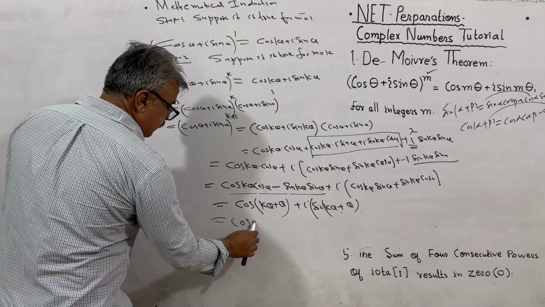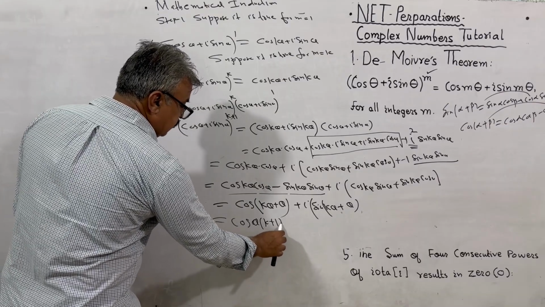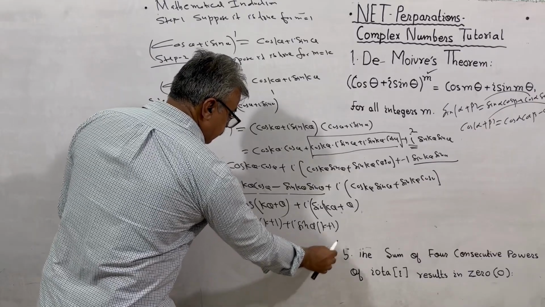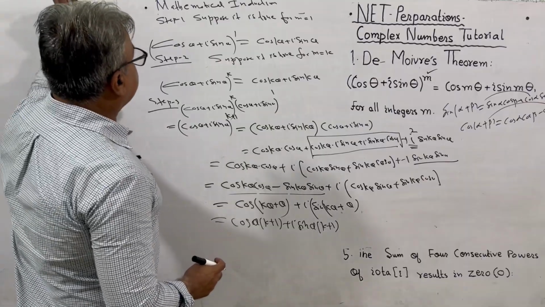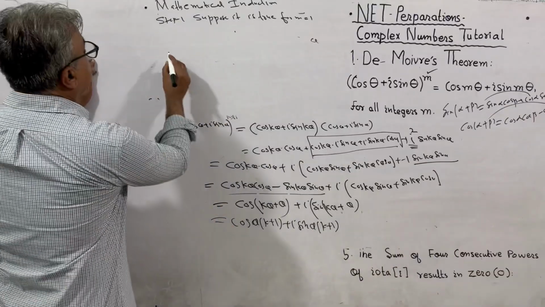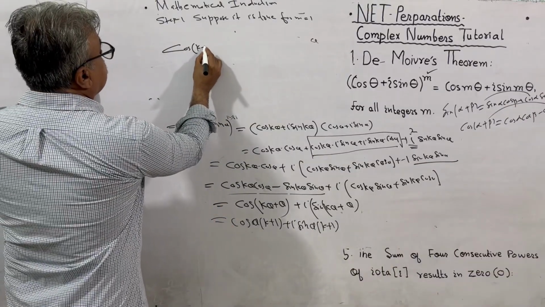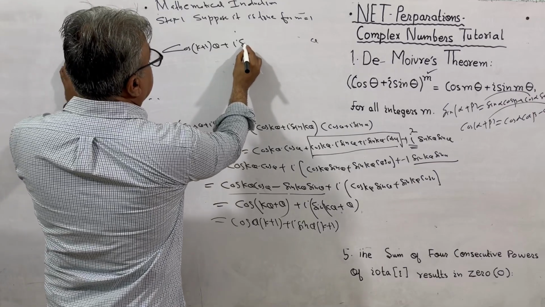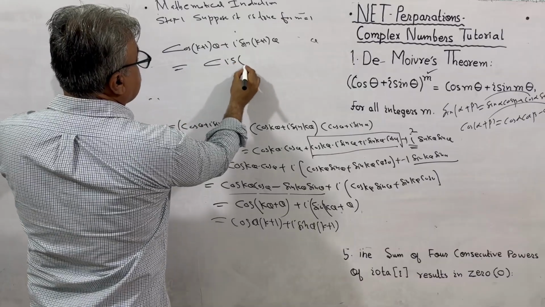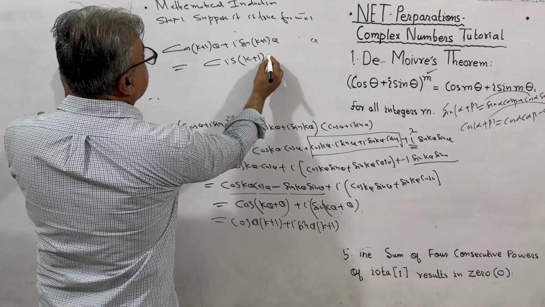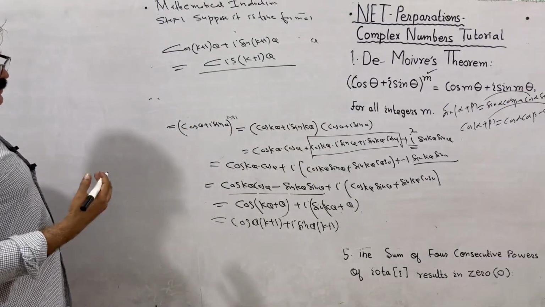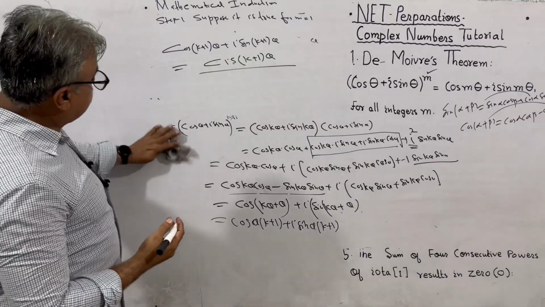Theta common, we have k plus 1, plus iota sin theta common, here remains k plus 1. One can write this in a good fashion as cos k plus 1 theta plus iota sin k plus 1 theta. One can write as cis k plus 1 theta. This is the proof of de Moivre's theorem. Or there is another trick.